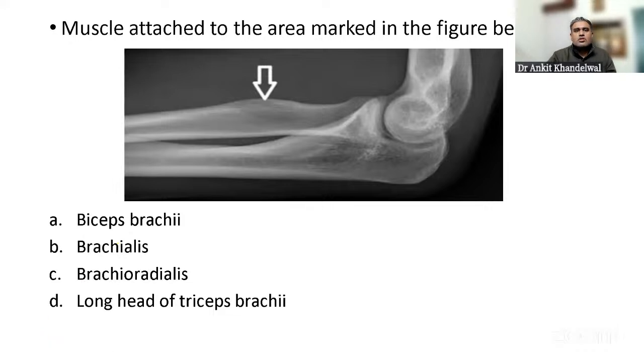So the first MCQ: muscle attached to the marked area in the figure below. This bone is the radius. This is the radial tuberosity. Which muscle is attached to the radial tuberosity? Biceps brachii. See how the questions can be asked. The arrow is towards the radial tuberosity.